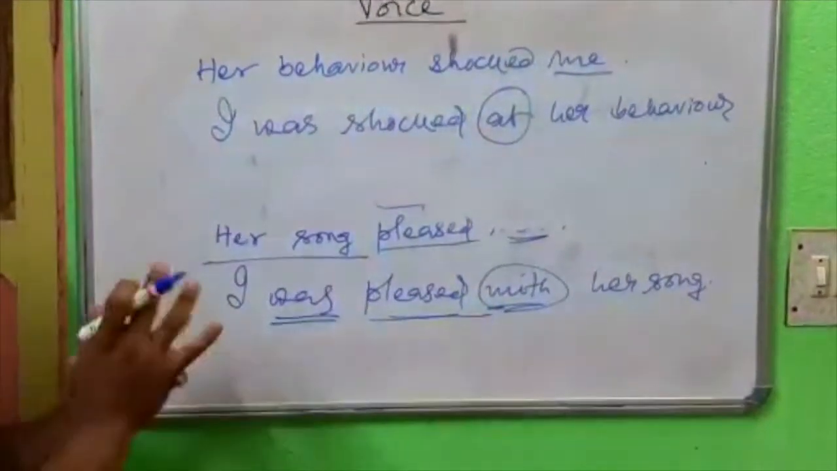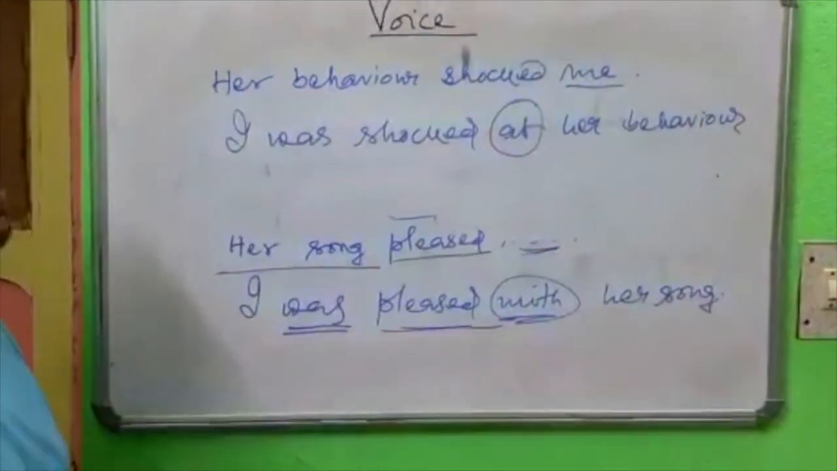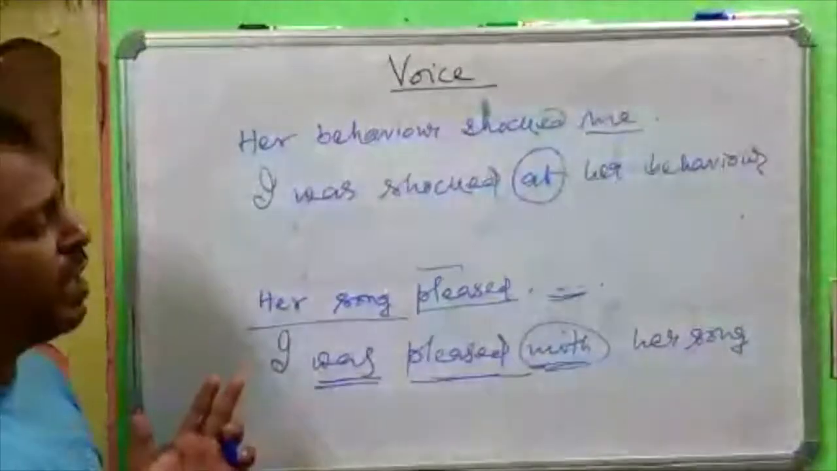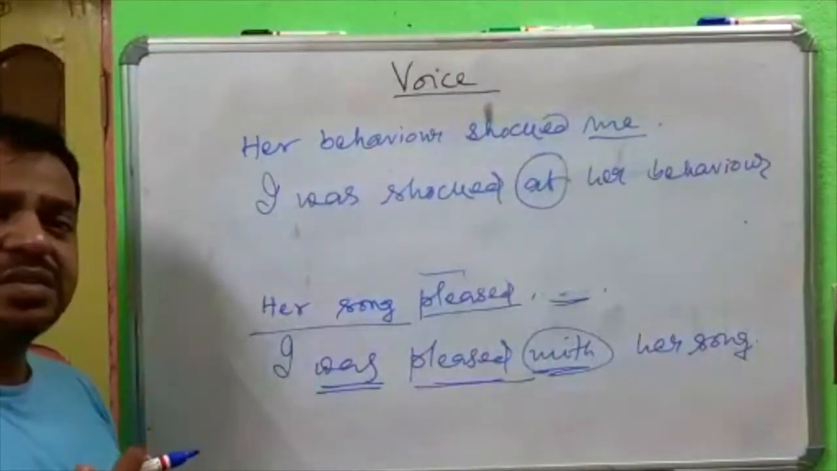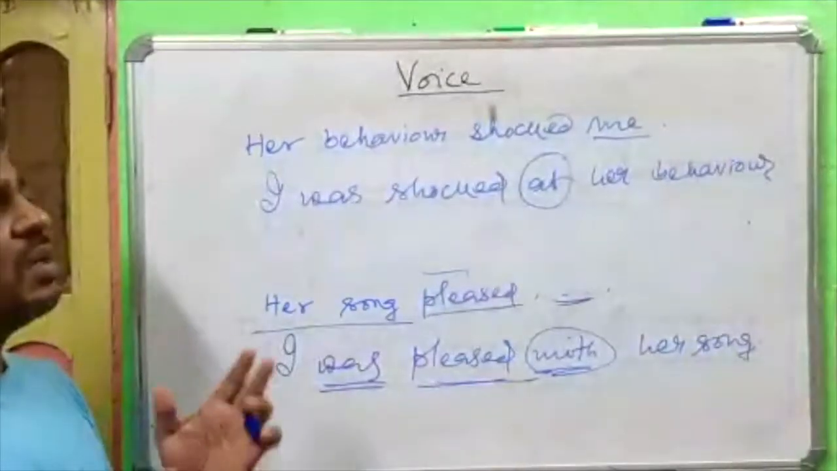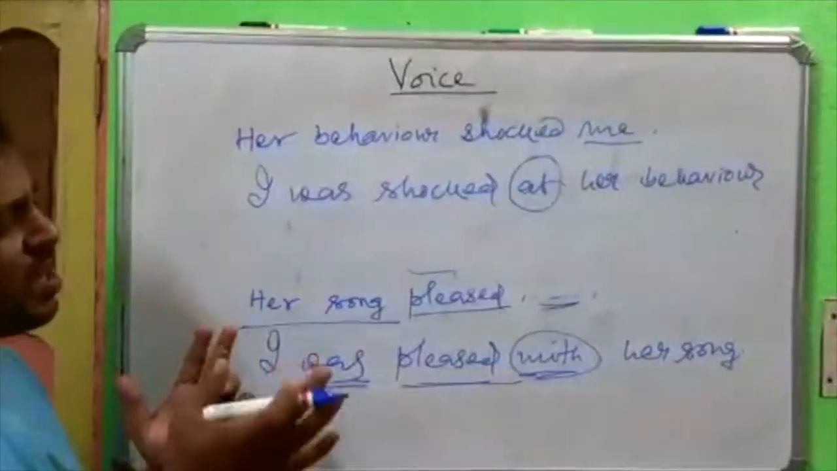These are the different types of prepositions used in passive voice. Not only by, but also there are to, with, or at. These are the prepositions frequently used in passive voice.